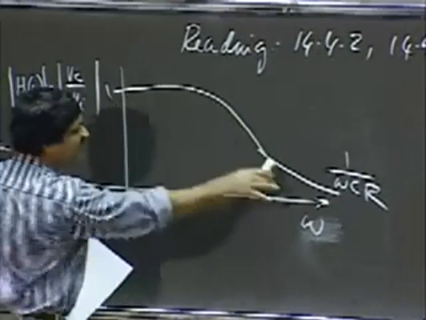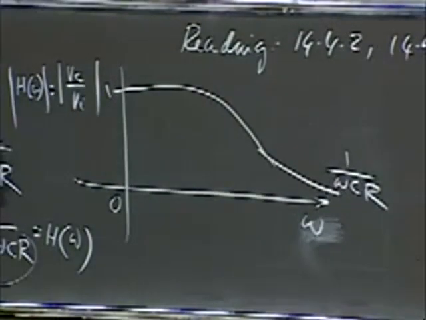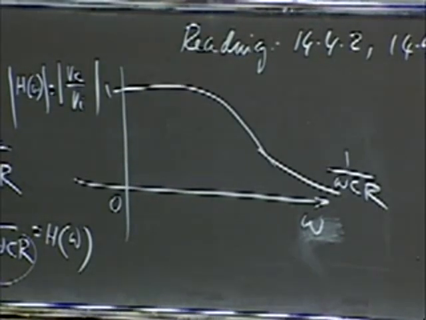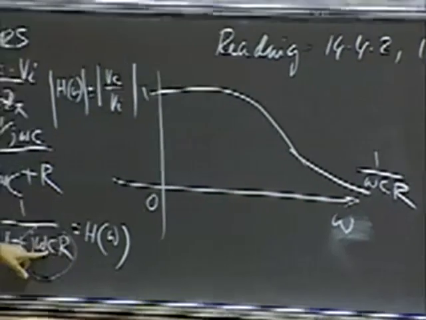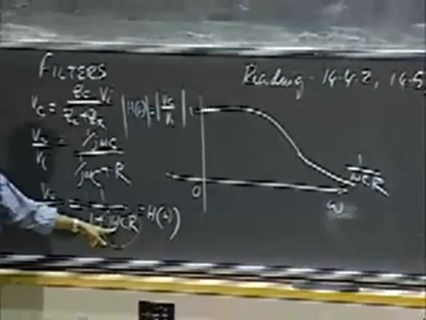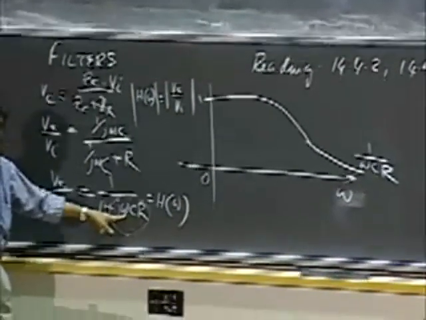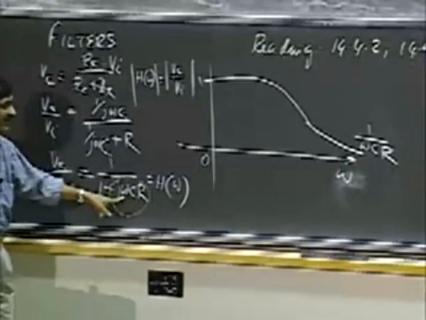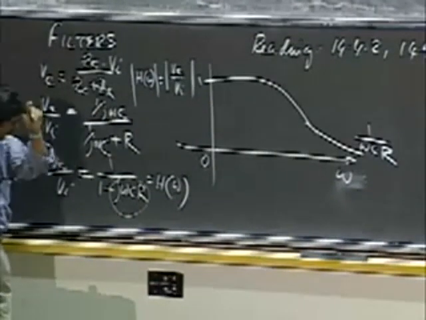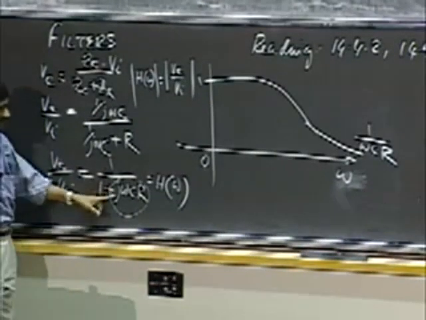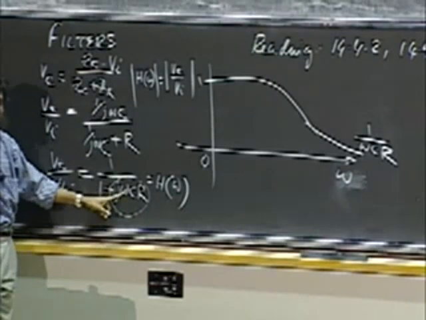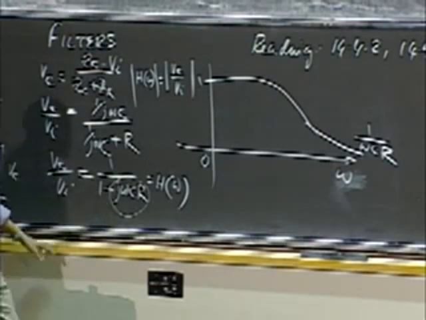So this form, let's stare at this form for a little while longer. And let's plot some properties of it. First of all, you notice something else. When omega CR equals 1, in other words, when omega equals 1 by RC, notice that the output is given by 1 plus j. And the absolute value of that is simply 1 divided by square root of 2.